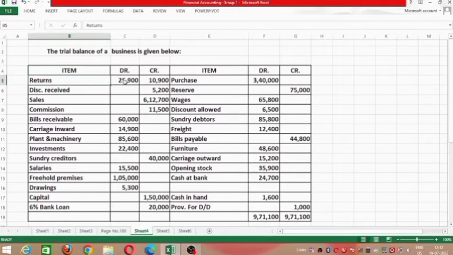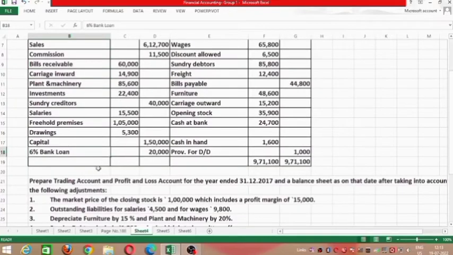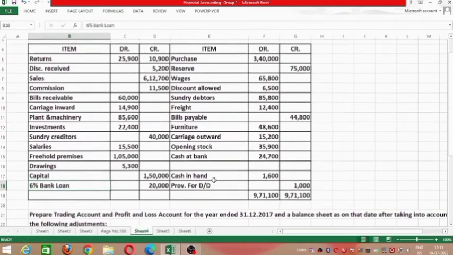So we should know which is purchase return and which is sales return. Return which is in the debit column is sales return and which is in the credit column is purchase return. The next, 6% bank loan they have given. The amount is 20,000. On this 20,000 we have to charge 6% of interest. The rest everything is clear.